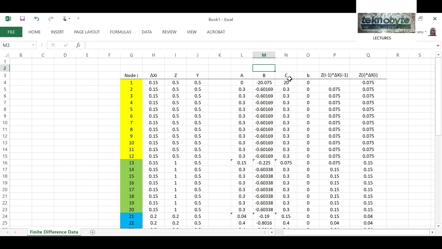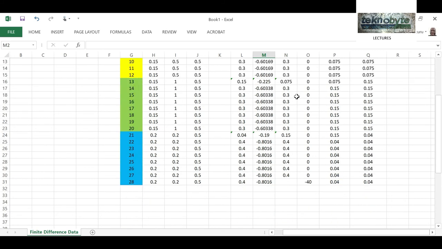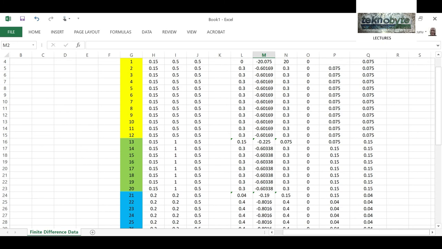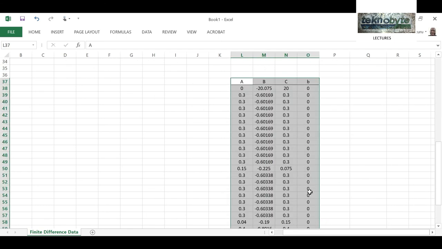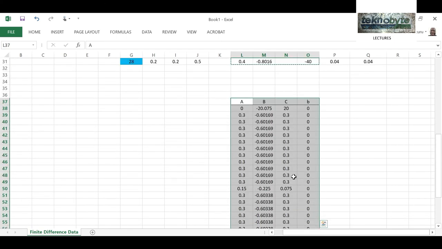So now we have the completely linear set of equations comprising A, B, C into VI minus 1, VI, VI plus 1 is equal to 0 in this case for the first entry, all the way up to entry number 28. I'm going now to paste those values here, and we see how we can do the Gaussian elimination to obtain the desired values of the node voltages.